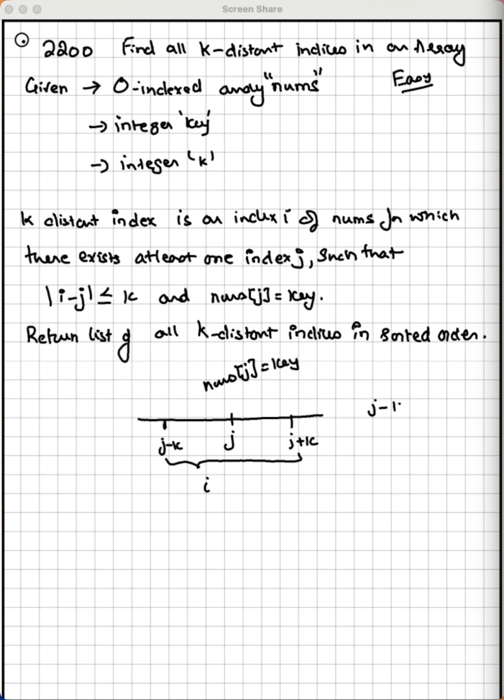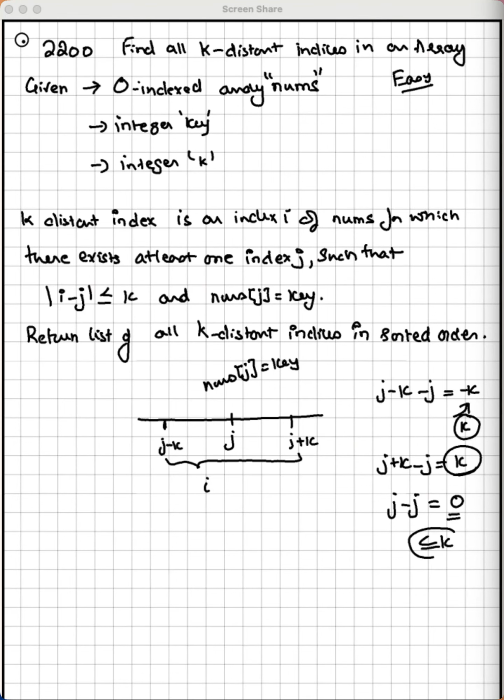So let's take the absolute difference. j minus k minus j is equal to minus k, and the absolute difference is k. In the same way, j plus k minus j gives me k, which is an absolute distance of k, and j minus j is equal to 0. So all these values satisfy the condition of being less than or equal to k.